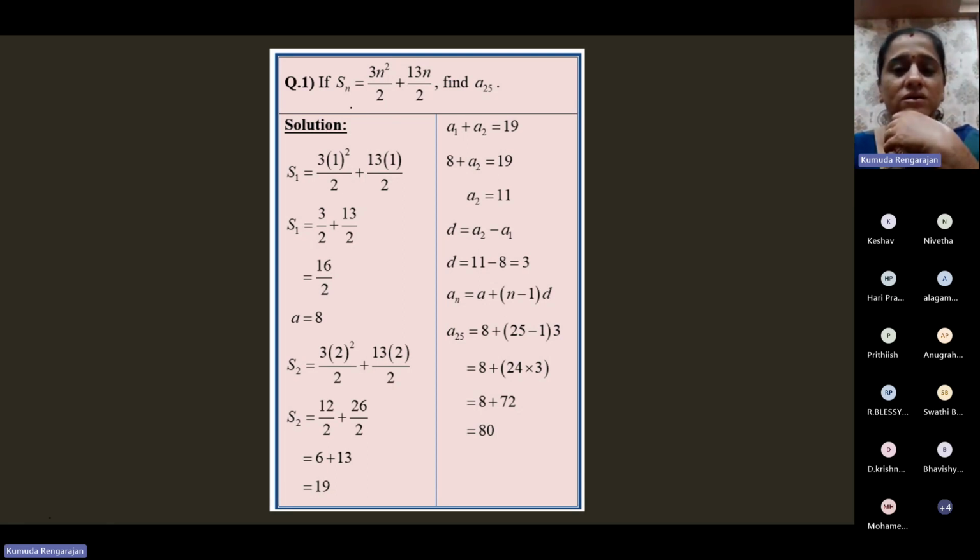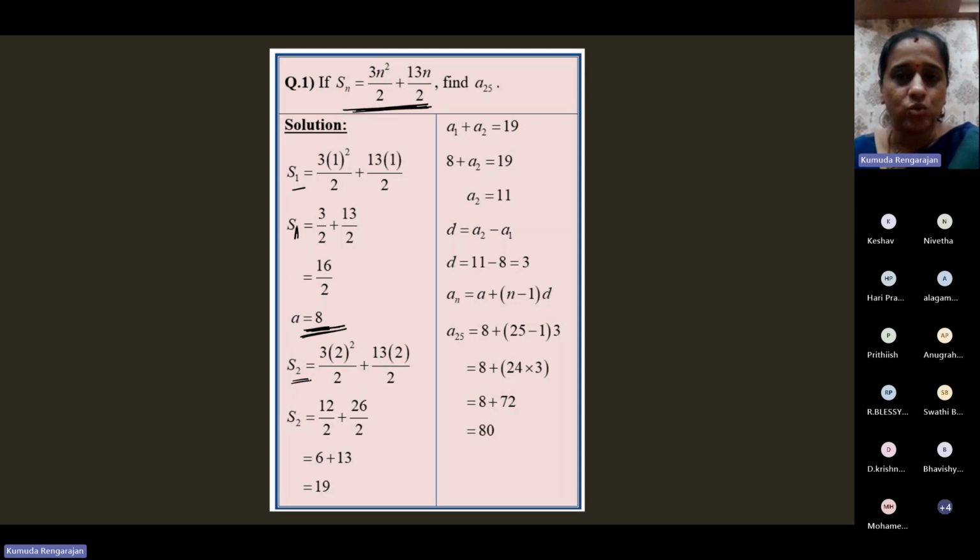So here, Sn is given to us. So find S1. What is S1? The sum to the first one term of the AP. Sum to the first one term is the first term itself. So A is 8. The first term is 8. When you find S1, that's nothing but the first term, and we see that it's 8.